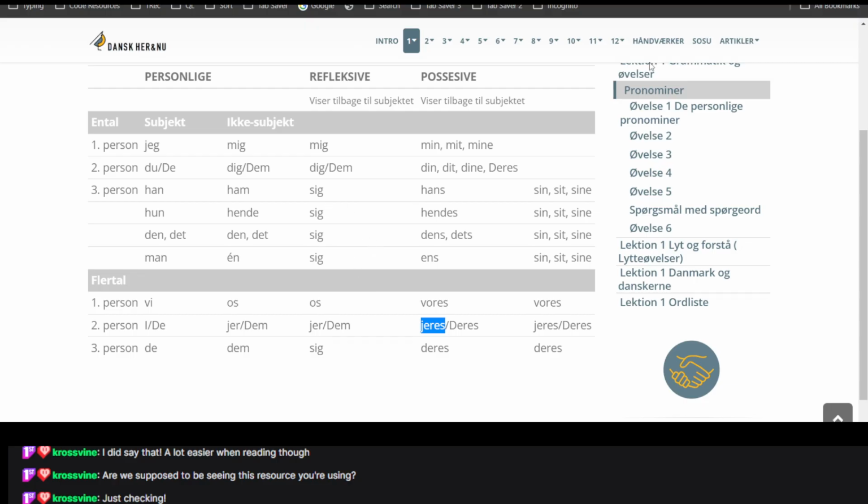Jeres venner. Your friends. På fredag, on Friday. Fredag. Flyver. Flies. Flyver. At flyve. To fly. Herover. Over here. Med toget. By the train. Bo. Stay. Live. Hos os. With us. I en uge. For a week.